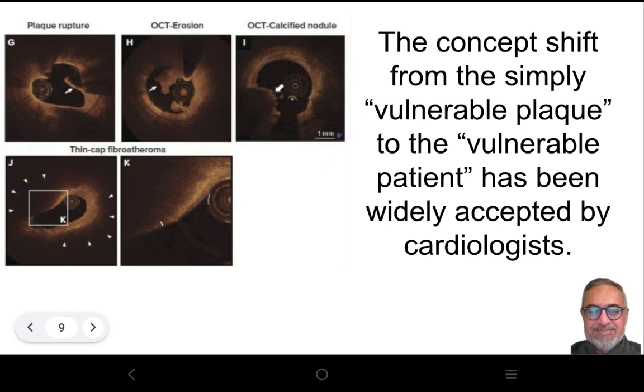These are images from optical coherence tomography. Panel G shows plaque rupture, panel H shows erosion, panel I shows a calcified nodule. So the concept has shifted from simply a vulnerable plaque to the vulnerable patient.